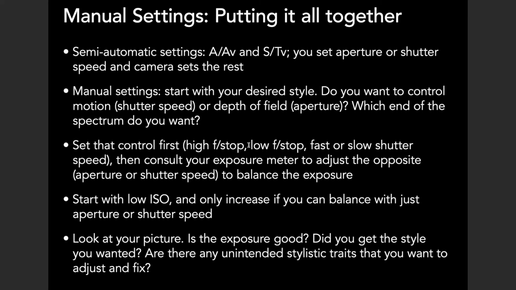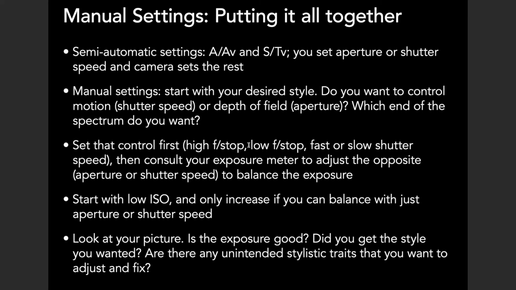If you've never used manual settings before, I recommend using those settings to start out with, especially for the ALA this week. But if you want to use manual settings, how do you even know where to start, what to do? So the first thing you need to do is figure out what kind of style of photograph you want. Do you want a photograph that controls motion or a photograph that controls depth of field? And for each one, which end of the spectrum do you want?